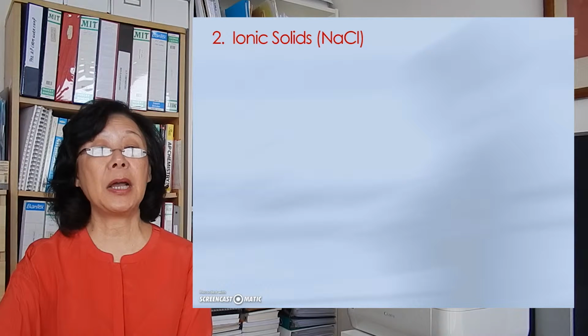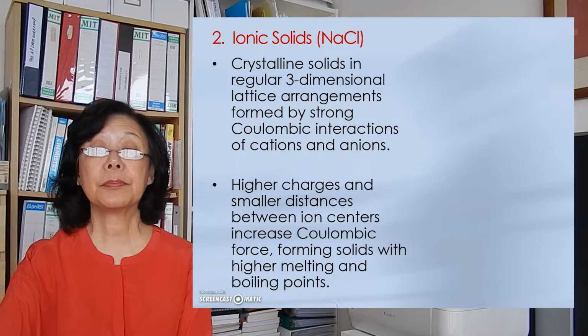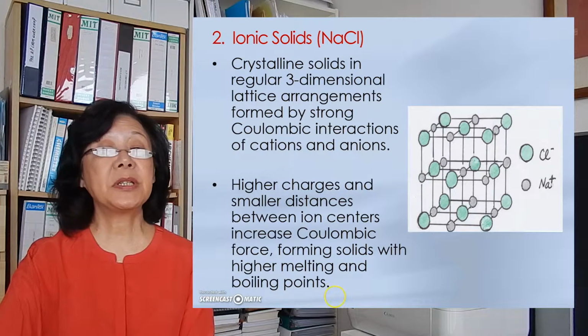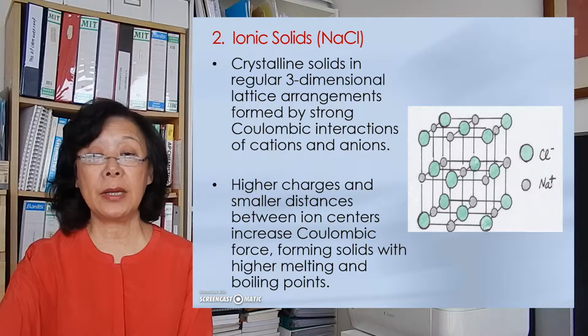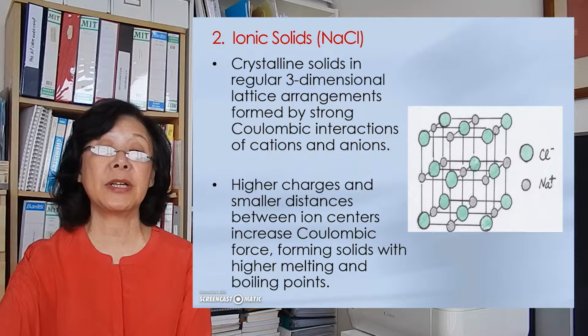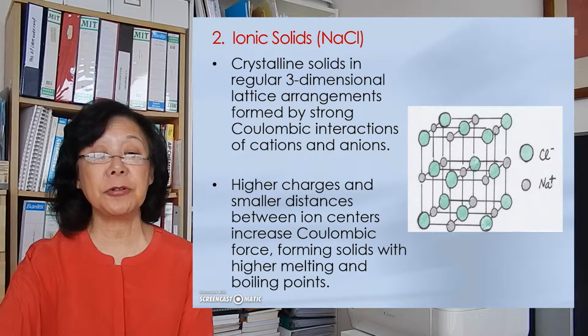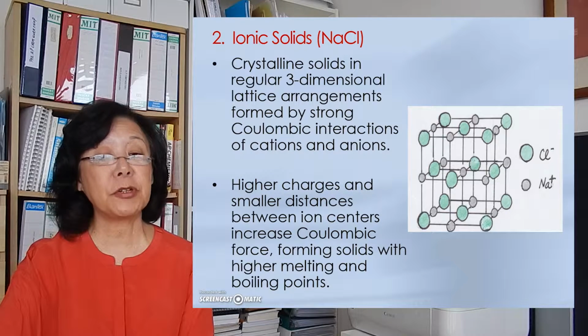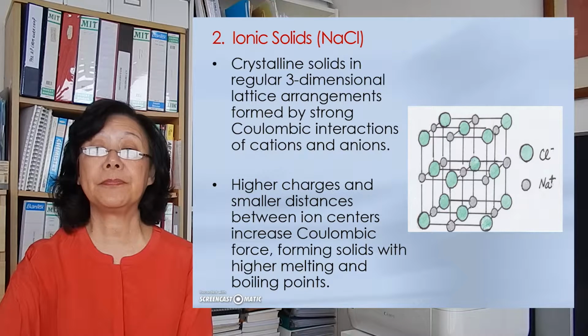The second type is ionic solids such as sodium chloride, table salt. Now, they are crystalline solids in regular three-dimensional lattice arrangement formed by strong Coulombic interaction between cations and anions, which we call the electrostatic force of attraction. The higher charges and smaller distances between ion centers will increase the Coulombic force of attraction, forming solids with higher melting point and boiling point.